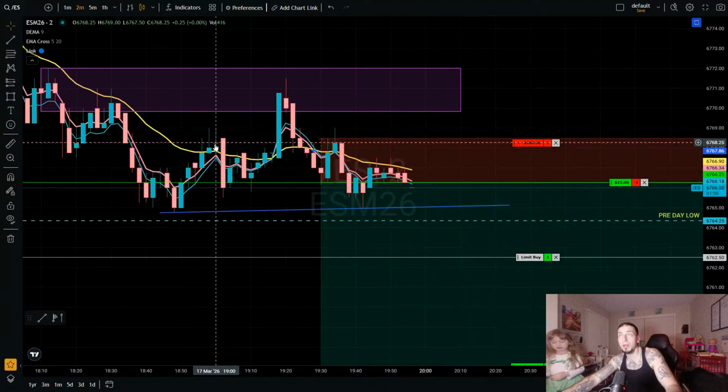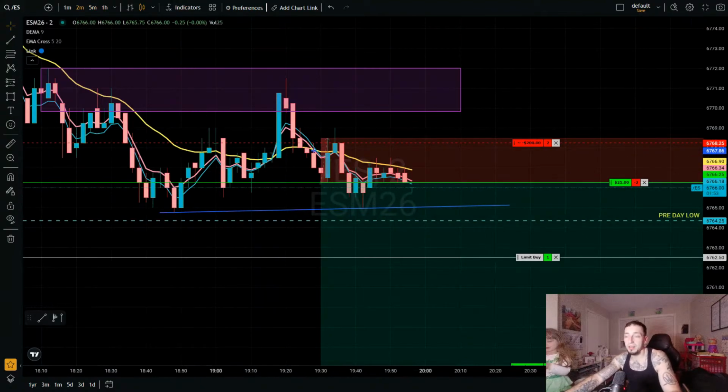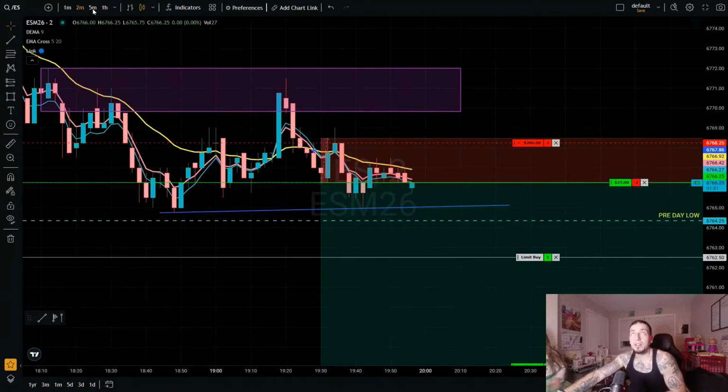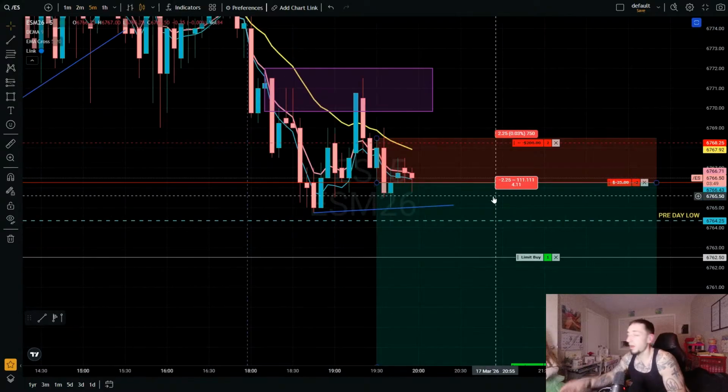That's a bear flag. Okay. Hold on, baby. We got sellers coming in. We got sellers trying, guys. Come on. Someone's coming in.